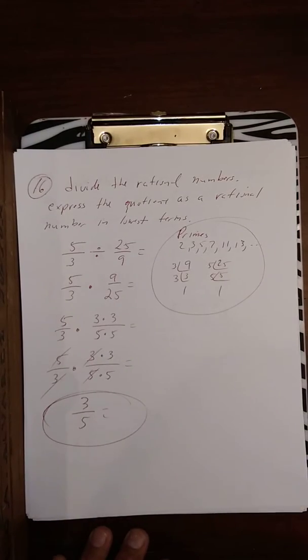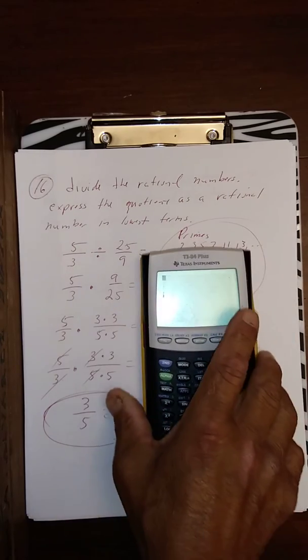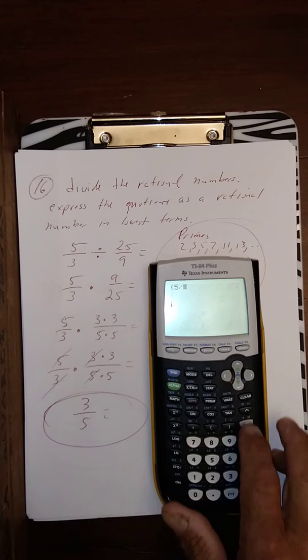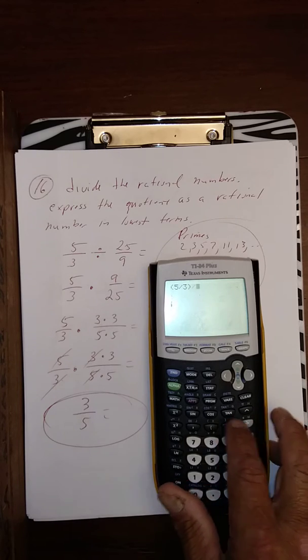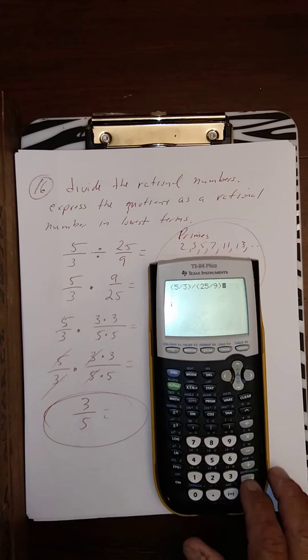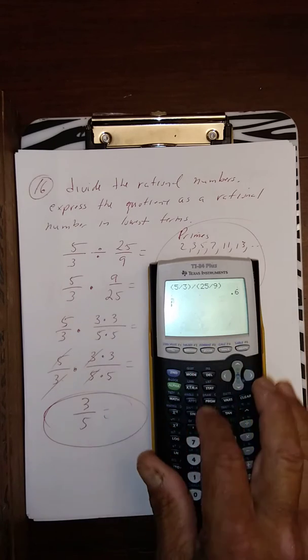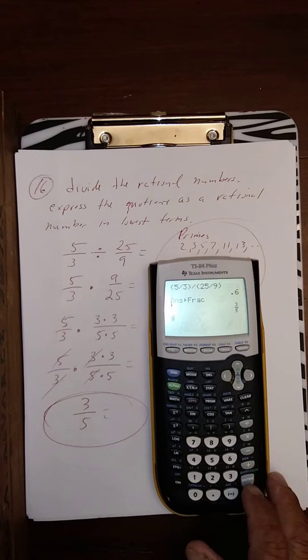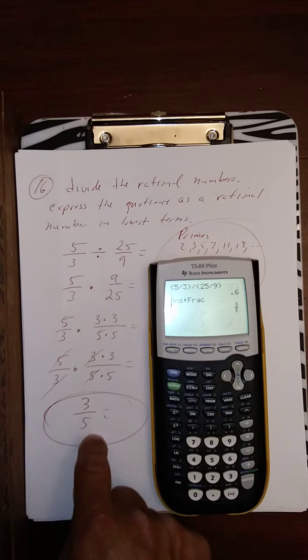But now, calculator, sure, let's do the calculator too. Let's see, we have parentheses 5 divided by 3 divided by 25 divided by 9. Enter. Get that. Go math, fractions. Switch it back. It's 3 over 5.